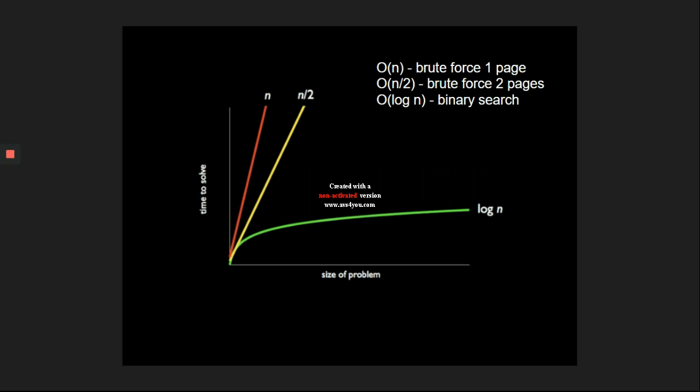If we just turned each page and did a brute force sort of search, we would end up with a time complexity of order of n. Meaning we would have to check every element, or O of n divided by 2 if we flipped through every 2 pages. You can see where this efficiency lies.